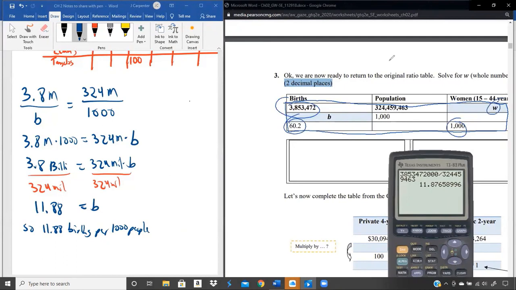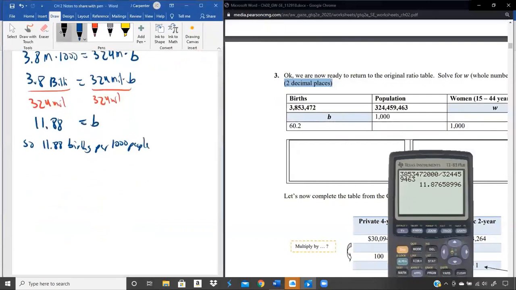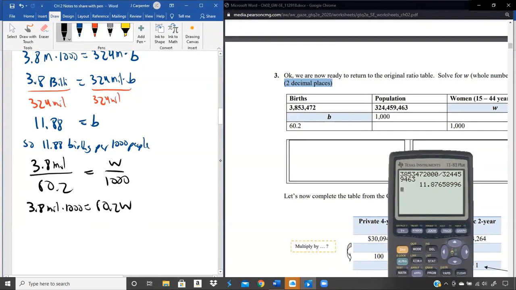All right, but I do have to clear that. Come off of annotate. Scroll down. So that would be, I'll do it in a different color. We'll do black this time. 3.8 million over the 60.2. Remember, it's this number over this one. This is the easiest setup in my opinion. Equals the W over 1,000. We cross multiply. We'll get the 3.8 million times the 1,000 equal to 60.2 times the W, which is 3.8 billion equal to 60.2 times the number of women of birthing age.